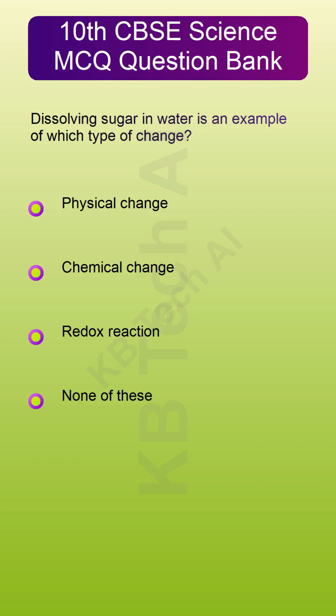Dissolving sugar in water is an example of which type of change? Option 1, physical change. Option 2, chemical change. Option 3, redox reaction. Option 4, none of these. The answer is, Option 1, physical change.